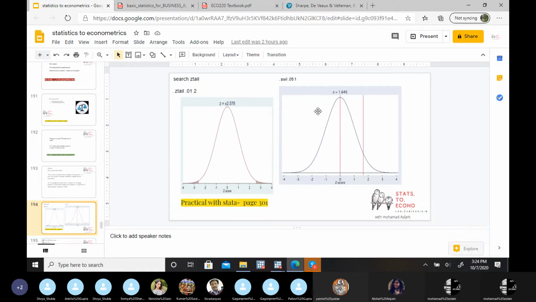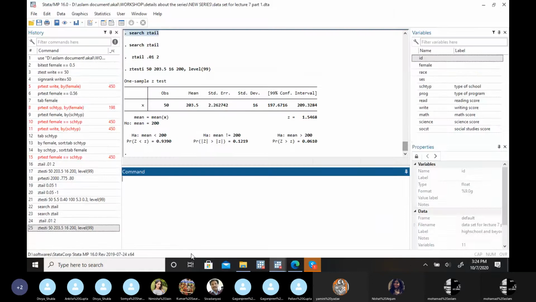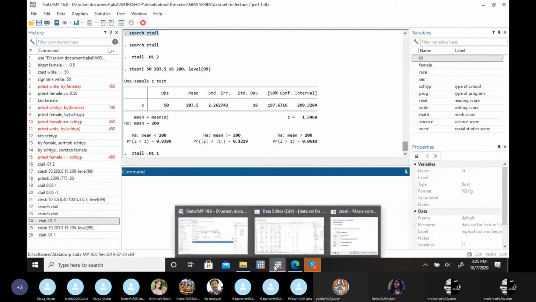If it's a one-tail test and I want the critical value, then in place of 2, you have to type 1. Z-tail, 0.01 level of significance, and 1. If you need a critical value for a one-tail test, then enter 1 in place of 2, and it will give you the critical value for the one-tail test. Sometimes it takes time to show. Yeah, it's still working.